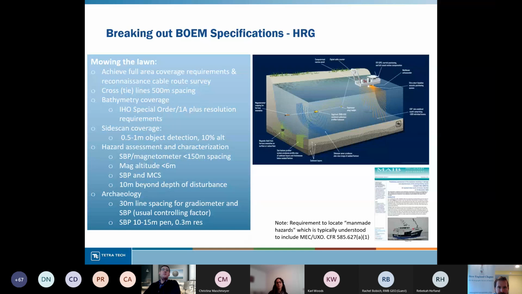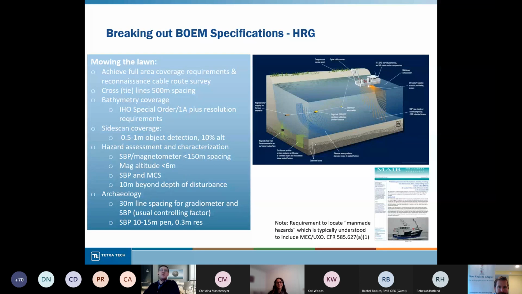But these requirements are not particularly strenuous or particularly difficult to achieve. There are a few other tweaks that they want in terms of resolution. For side scan sonar, there's an emphasis on object detection. They want 100% overlap or 200% coverage, whichever confusing way you'll say it.